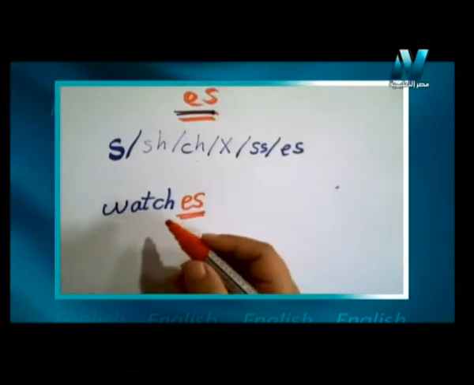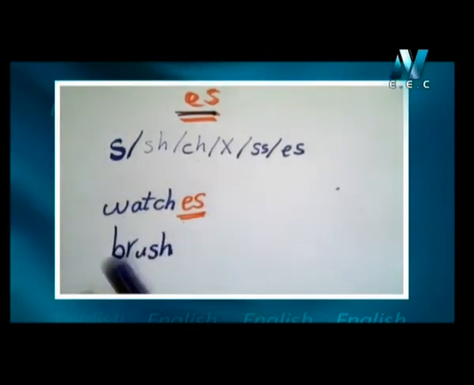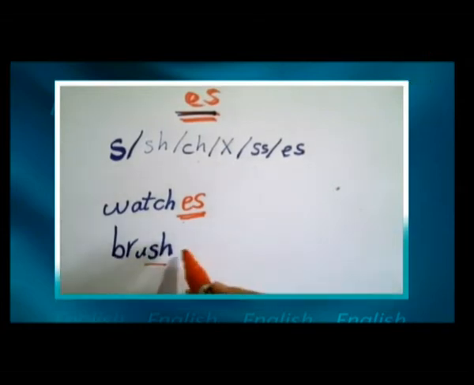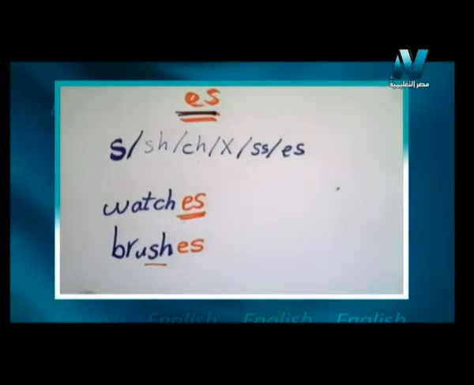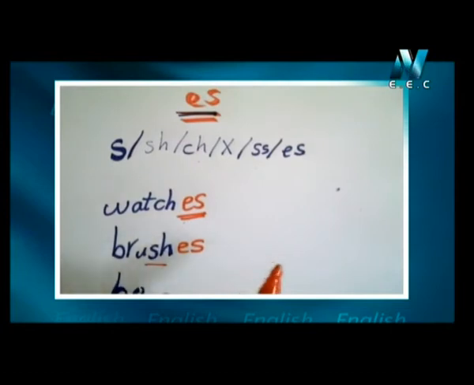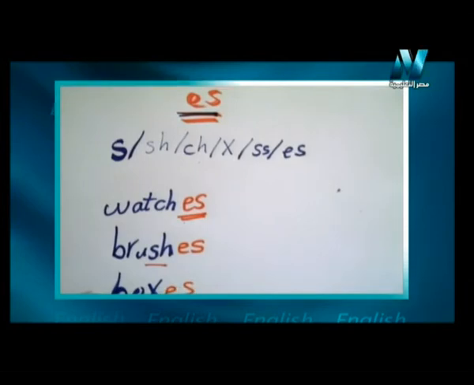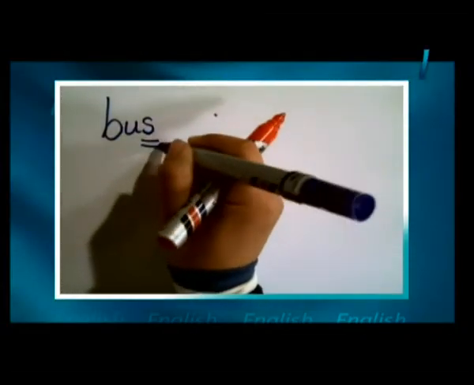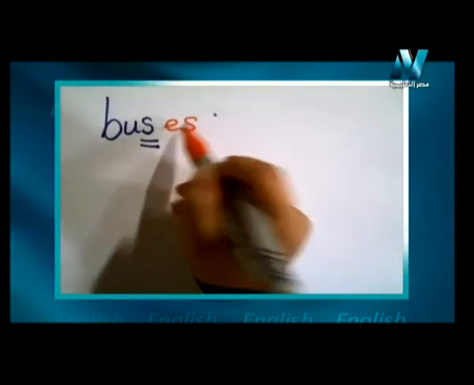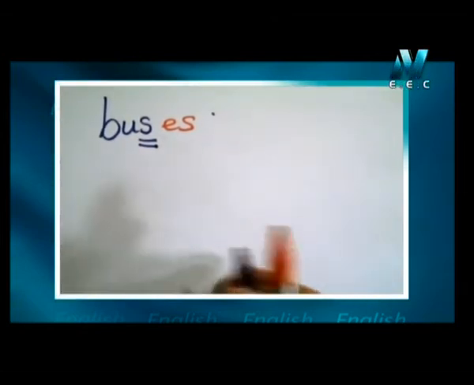Watches. If I have the word brush, it has SH. I'm going to put ES. It's going to be brushes. Okay, I have box. I'm going to add ES because it ends with X. Another example, bus. It ends with S, so I'm going to add ES. Buses. Okay.